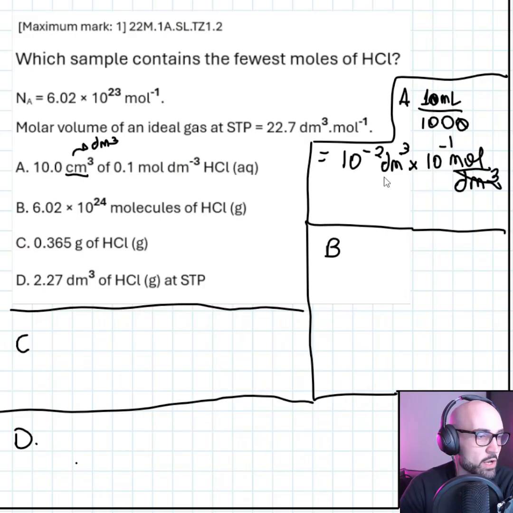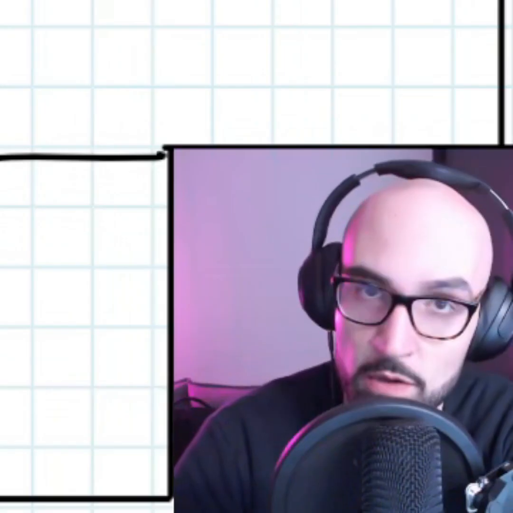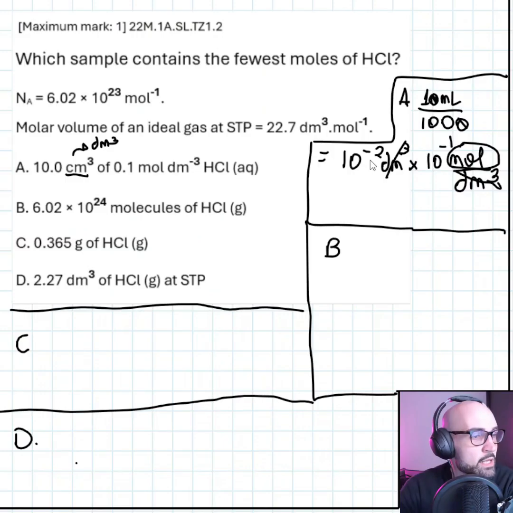So liter crosses out with liter, and then I have my resulting unit in the desired unit, right? Always check for that. Do math with the units. Seriously. Do math with the units. 10 to the negative 2 times 10 to the negative 1. When you're multiplying powers of 10, you have to add the exponents. So that's equal to 10 to the negative 3 moles of HCl.